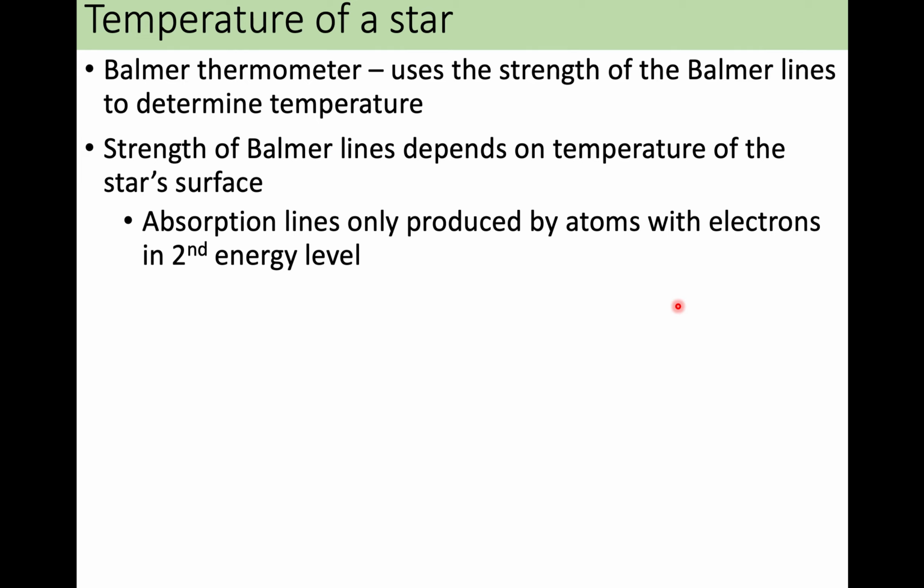The absorption lines of these Balmer lines of hydrogen are only going to be produced by atoms with electrons in the 2nd energy level. So not at the ground state, not at the 4th energy level, but at the 2nd energy level. When atoms are excited to that 2nd energy level, that's where we see the absorption lines of hydrogen, the Balmer pattern, this Balmer thermometer.